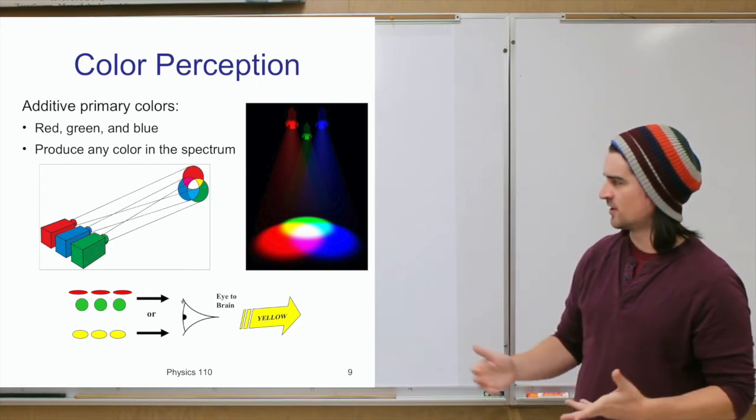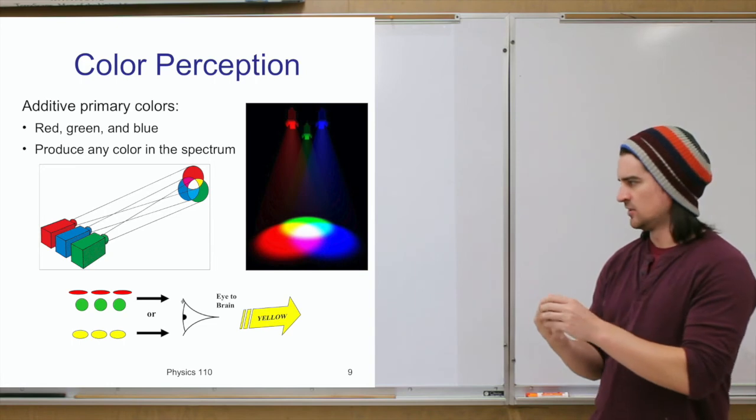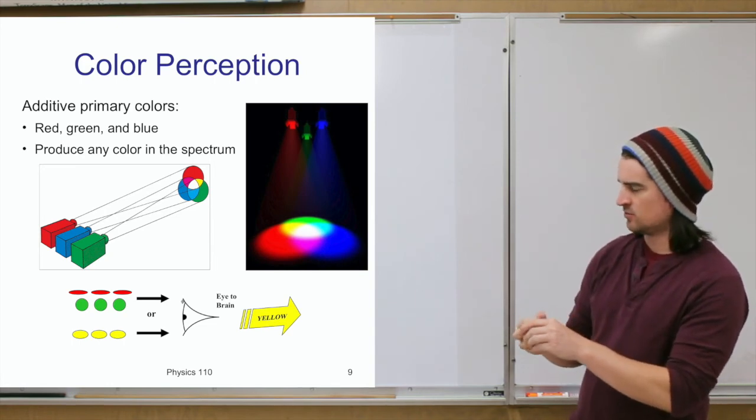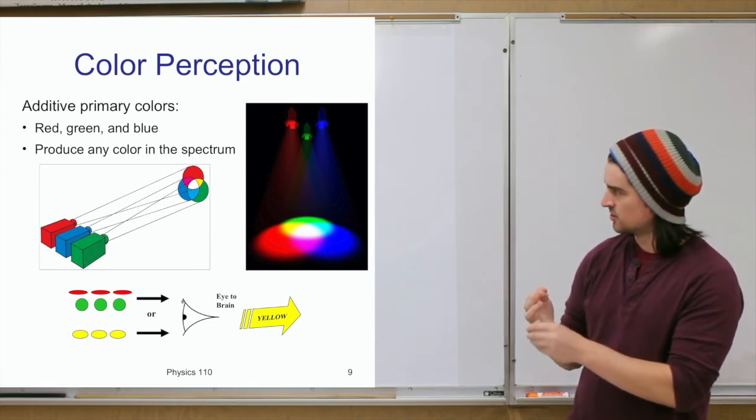So our perception of color really comes down to the fact that we have those three different cones, and whether you're seeing some red and green overlapping or you're seeing yellow, your brain interprets that as the same thing.